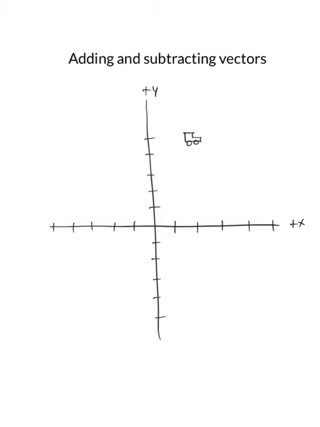In this video, we're going to talk about how to add and subtract vectors and how this can be used in our discussion of kinematics. To start with, let's imagine that we have a truck, and that truck is located 2 meters to the right and 5 meters above the origin. We'll call this its initial point, such that the truck's position is described by the vector r sub I.